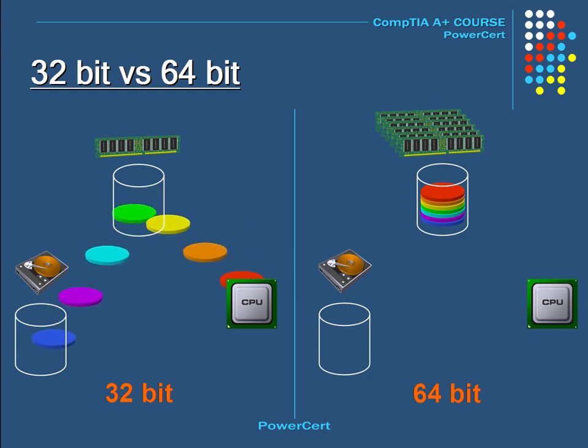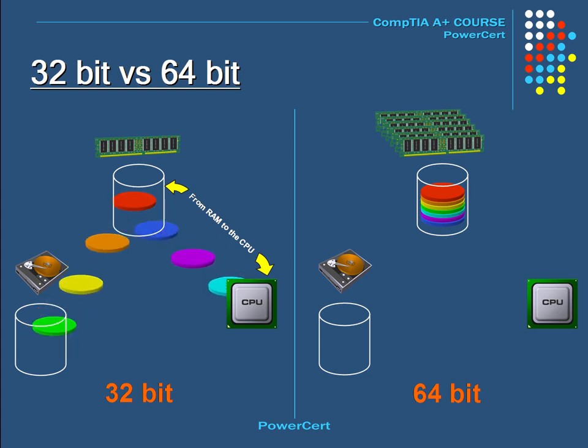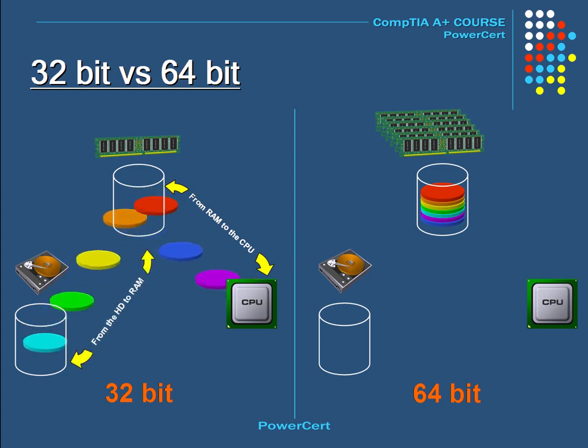Now in a 32-bit system, since the maximum amount of memory it can support is 4 gigabytes, it may not be enough to hold all the data that the CPU needs to make the computer run as fast as possible. And when this happens, some of the data has to be kept on the hard drive to compensate for the low memory. So instead of data going from RAM to the CPU, it has to do extra work by going back to the slower hard drive. And when this happens, it slows down the computer.